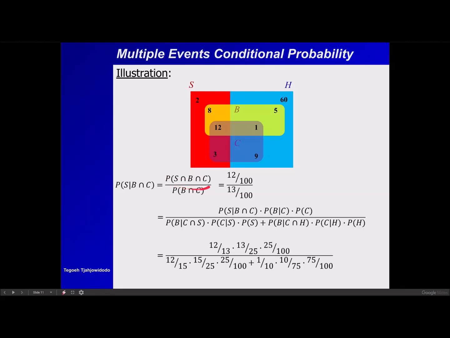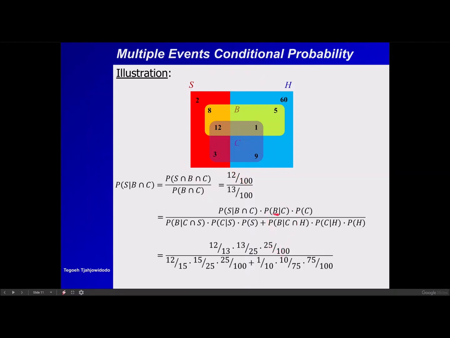So let's start to calculate the numerator first. The numerator here we can calculate using the chain rule. Probability of S, B and C occurring together will be equal to probability of S given B and C times probability of B given C and probability of C. Probability of C is equal to 25 over 100.